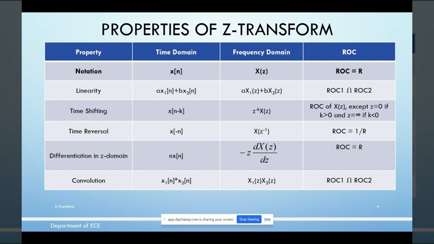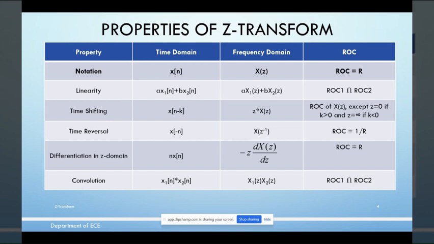The time reversal property is used to identify the symmetry of the signal. If x of n is x of z, then x of minus n is x of z inverse, that is x of z power minus 1. So this is the time reversal property. Next is the differentiation property: n multiplied by x of n. On differentiation we get the frequency domain.